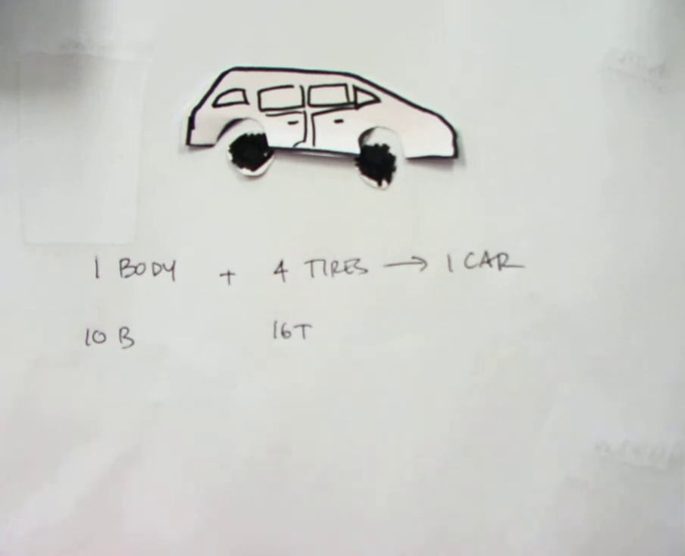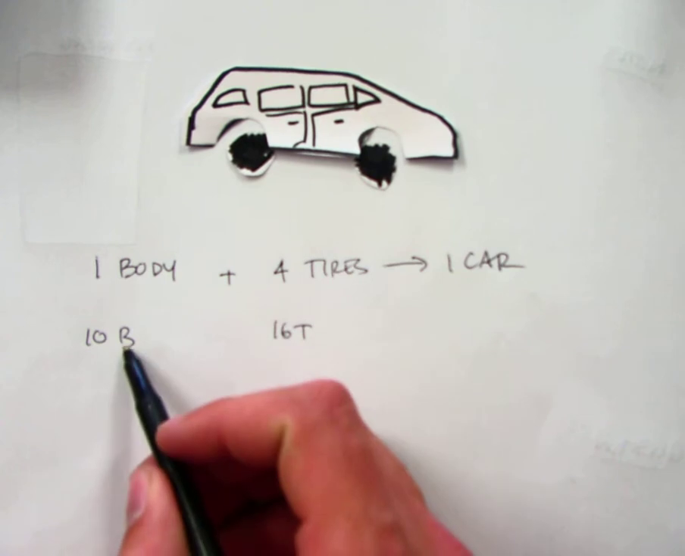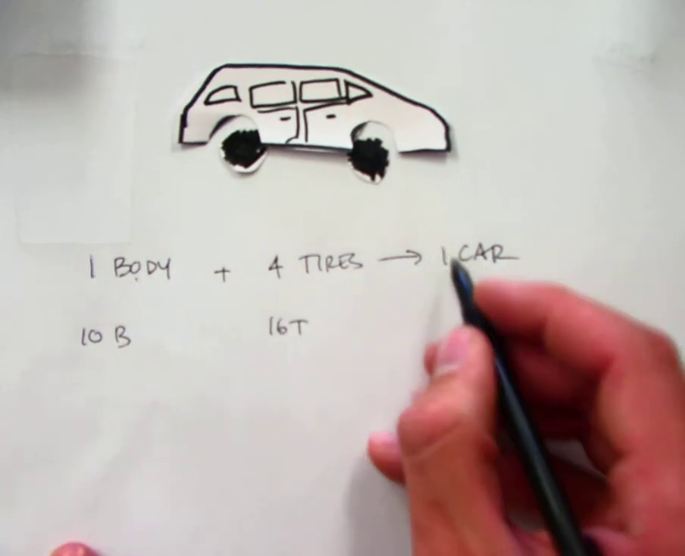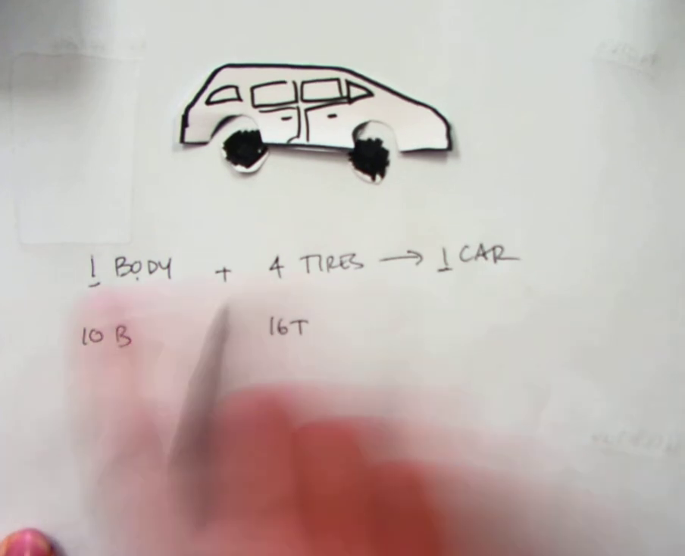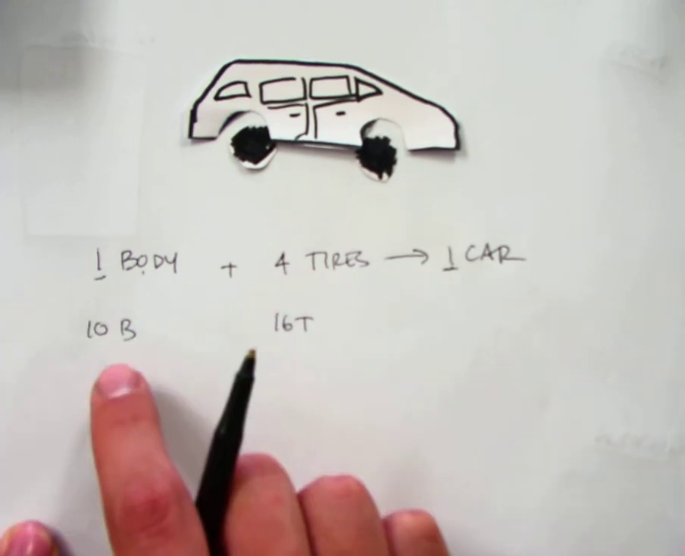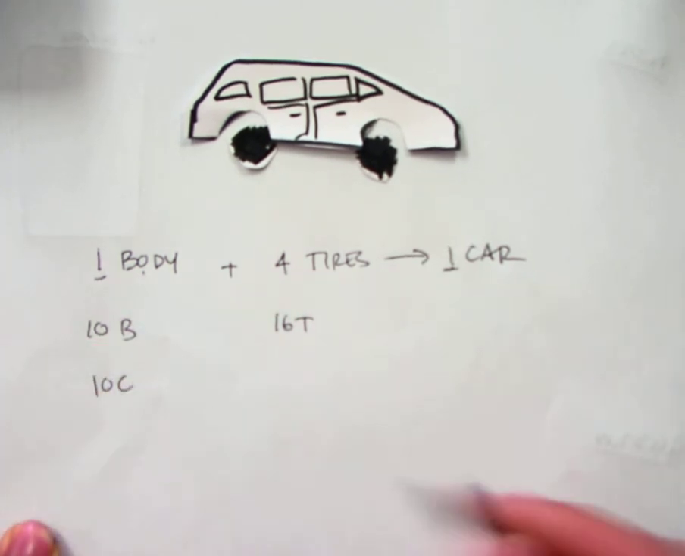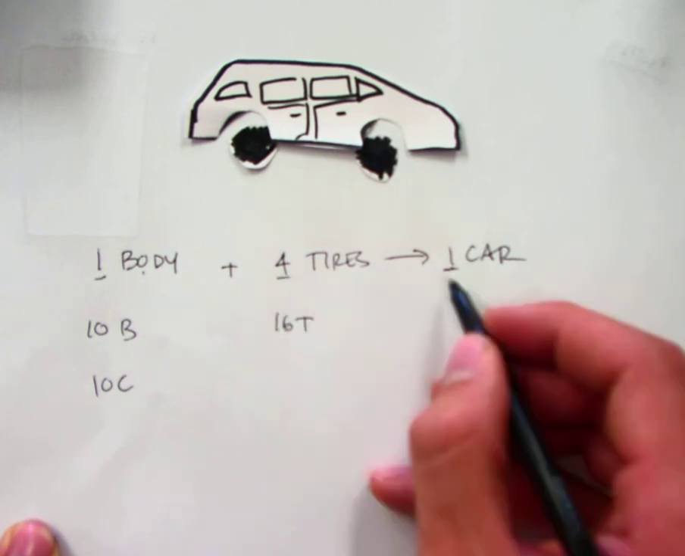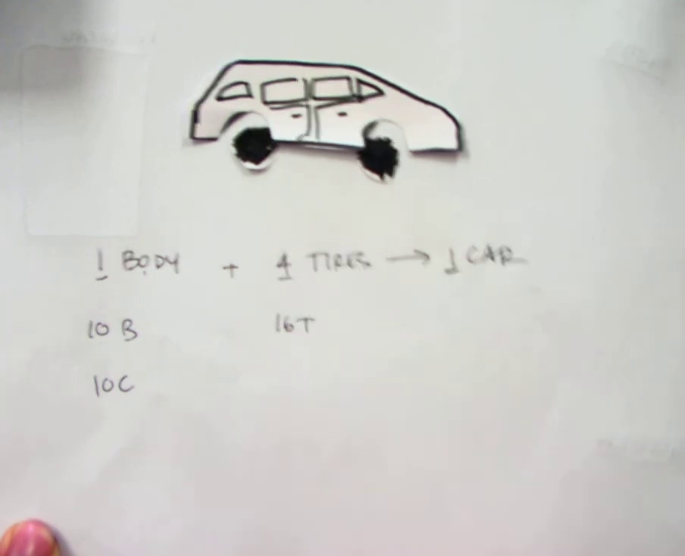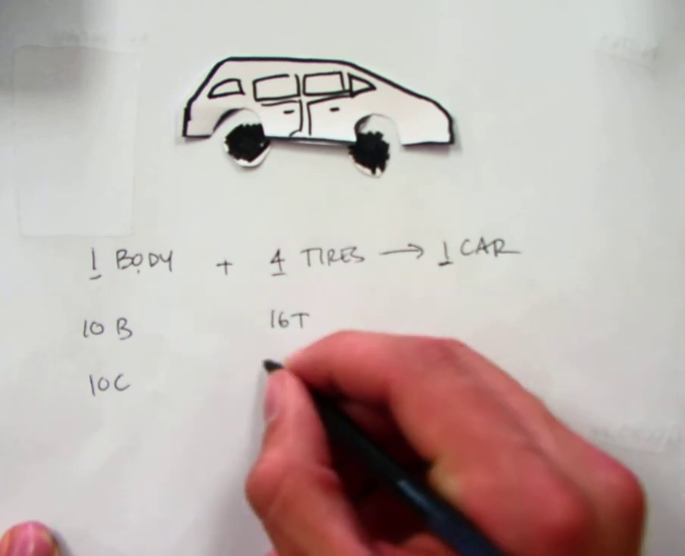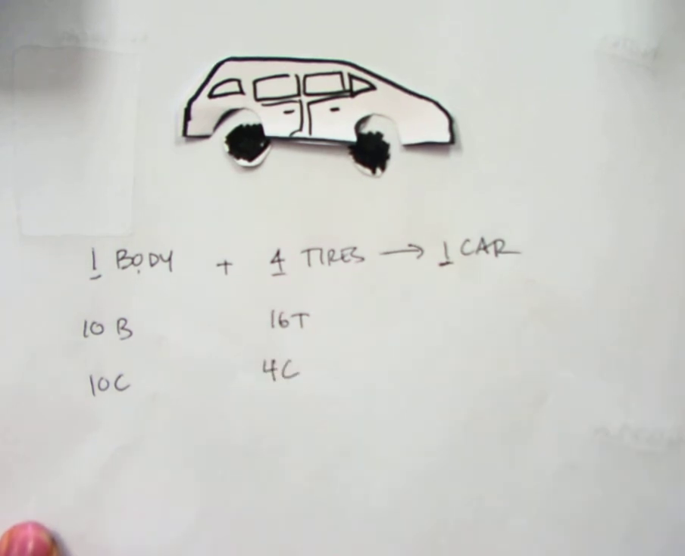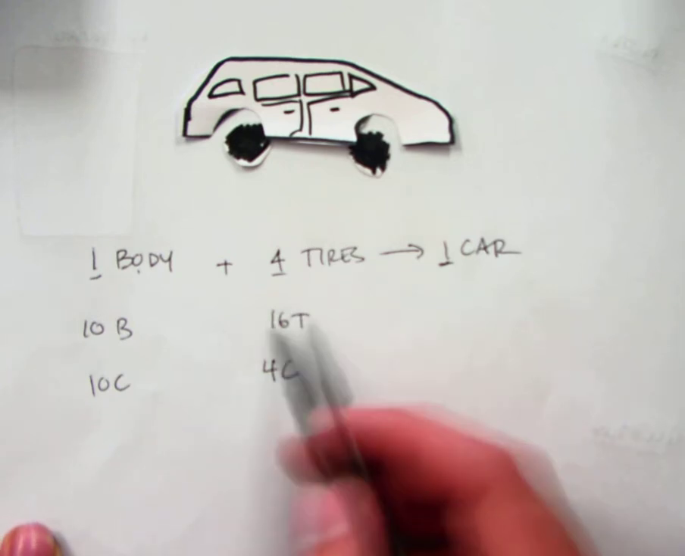Well, you want to think about how many cars you can actually make. If you have 10 bodies and it takes one body to make one car, it's a molar ratio of 1:1, by looking at the coefficients, you can make a maximum of 10 cars. If it takes 4 tires for one car, and you have 16 tires, the maximum number of cars you can make is 4 cars.